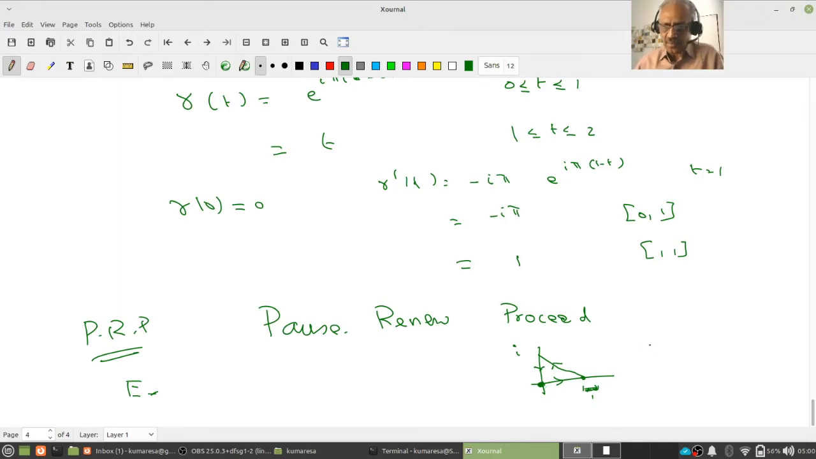So gamma t should be something, maybe on 0 to 3: on 0 to 1 you may go from here, on 1 to 2 you may go from here to here, and on 2 to 3 you may come from here to here, etc. And such that gamma 0 equals gamma 3, again 0. Think of such a path, okay?